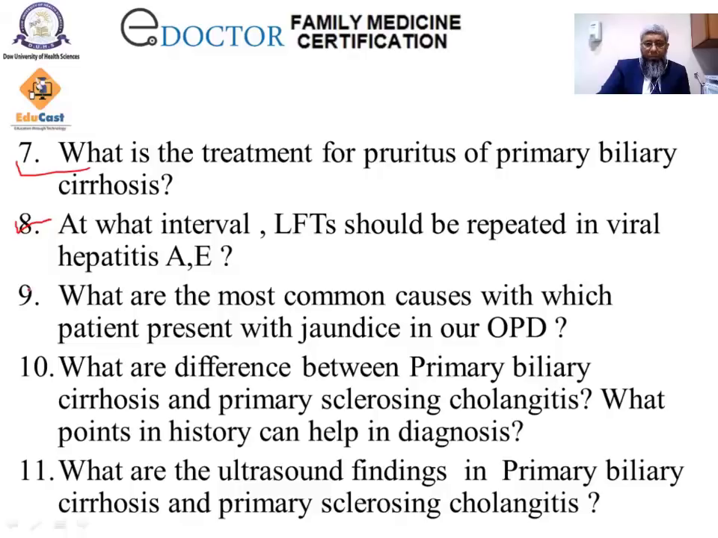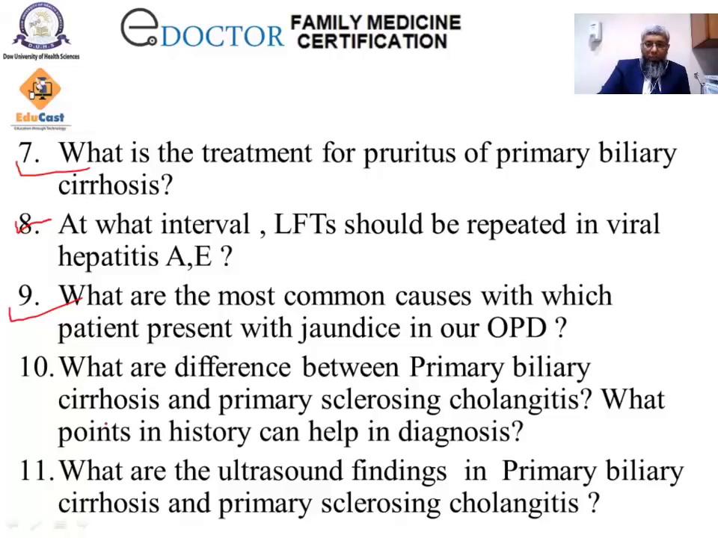What are the most common causes with which patients present with jaundice in our OPD? The commonest cause is hepatitis A and E in young people, then obstructive jaundice, which may be because of a tumor or stone in the common bile duct, and then the rest is chronic hepatitis B or C, alcoholism, and rare autoimmune causes.